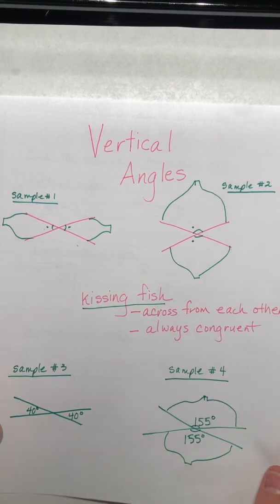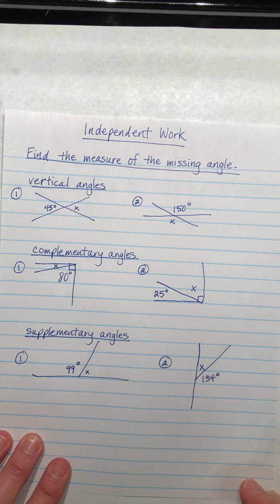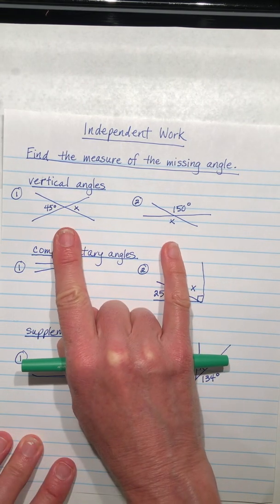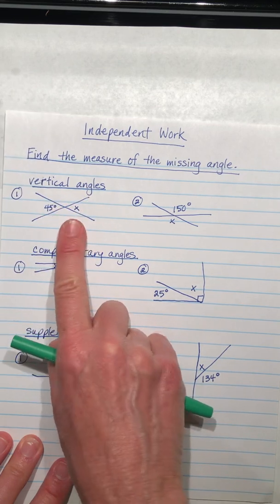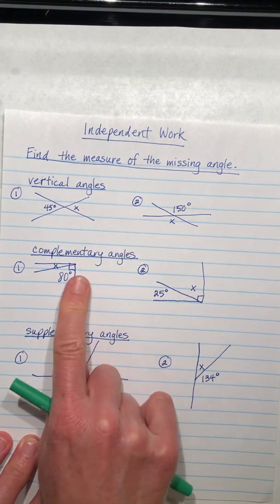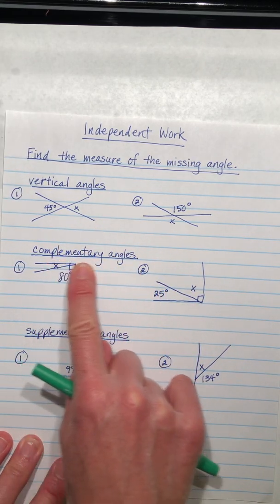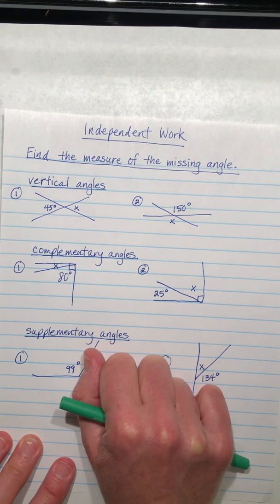So here's what I'm asking you to do for your independent work now. I am giving you 6 problems to do. And in each case, I'm looking for the measure of the missing angles. Now you will notice that in the first section, I'm looking for the missing vertical angle. And we know that those will be congruent. In the second section, we're talking about complementary angles. Those are not necessarily congruent.